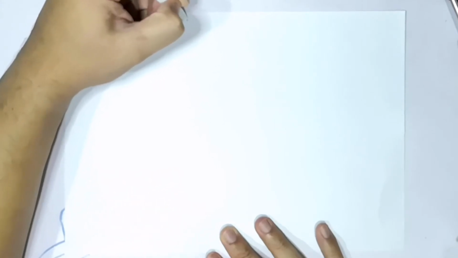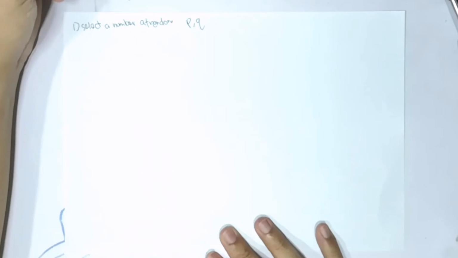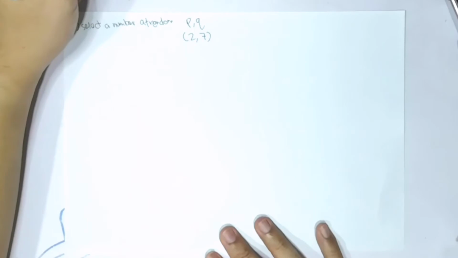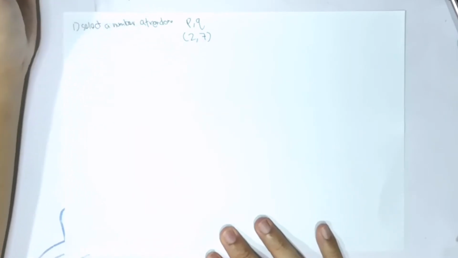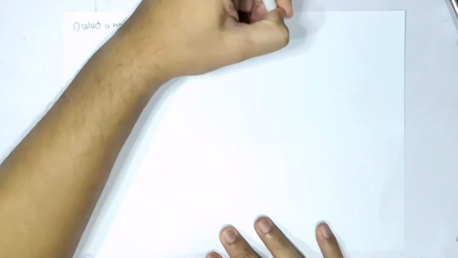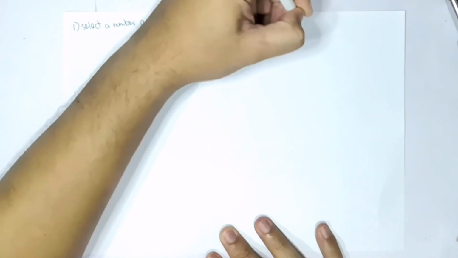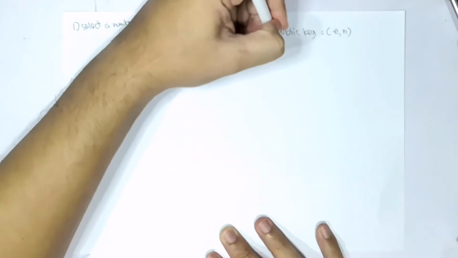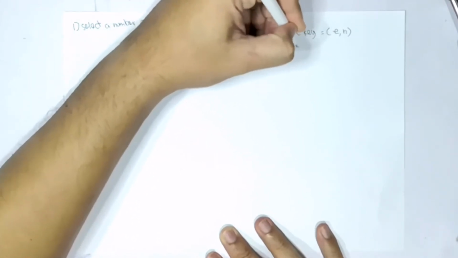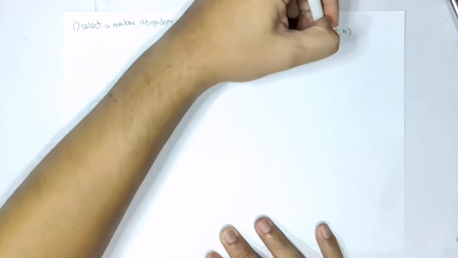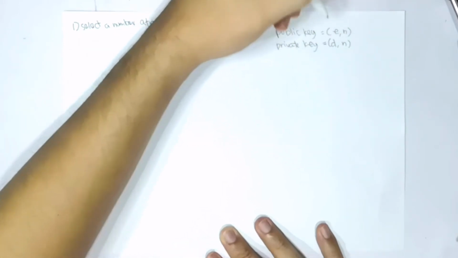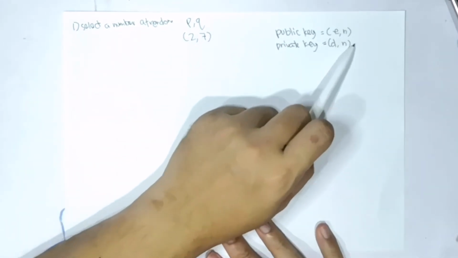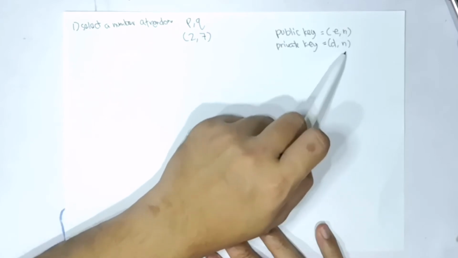So for this number, we're going to use P and Q. This P and Q, we will use 2 and 7. Remember, before this, I already explained the public key is equal to (E, N), and the private key is equal to (D, N).